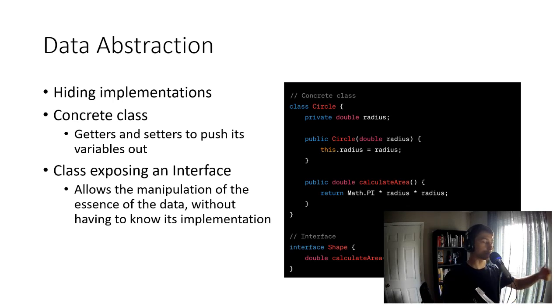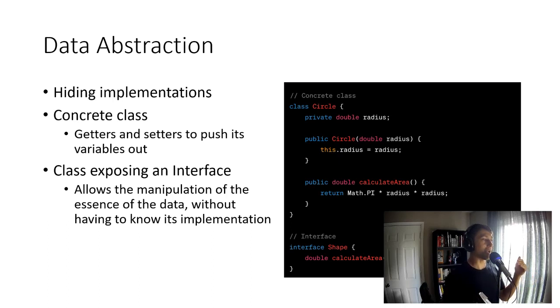class above. It is implementing, and there really probably should be, or maybe this is just me trying to have two different examples here, but class Circle implements Shape. It's going to need to take on the methods of that interface. So a class exposing an interface allows for the manipulation of the essence of the data without having to know its implementation. So it's going to allow Circle to implement and manipulate the calculate area method in its own manner and fashion.